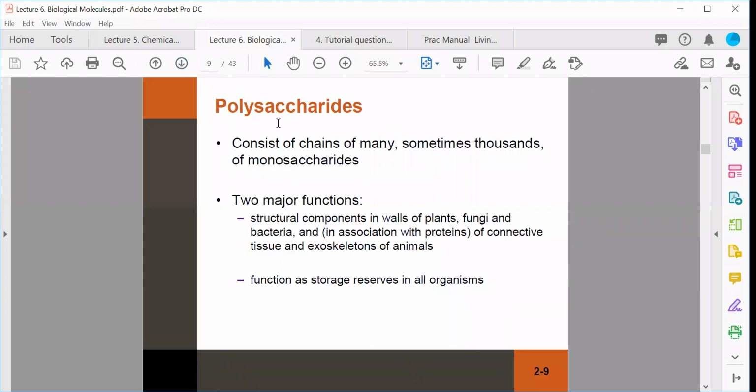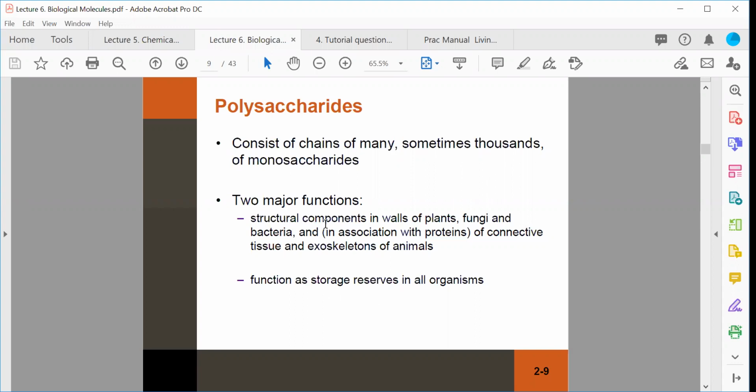All right, now let's move on to the third class of carbohydrates, and these are the polysaccharides. These are very large carbohydrates, or can be very, very large. They may consist of chains of hundreds or even thousands of monosaccharides linked together. They perform two major functions. One, they are structural components, and two, they function as storage reserves.